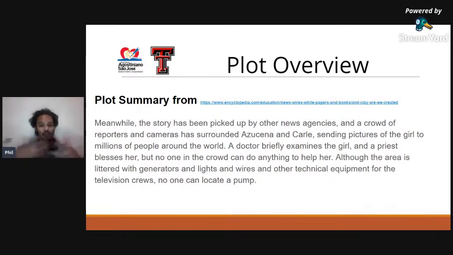Meanwhile, the story gets picked up by many other news agencies. Crowds of people come and surround Azucena and Carle, sending pictures of the girl to millions around the world. A doctor examines the girl, a priest goes there and blesses her, but no one can do anything to help her. And it's ironic, remember that, okay, that the area is littered with generators and lights and wires and other technical equipment for the television crews, but no one can locate a pump.